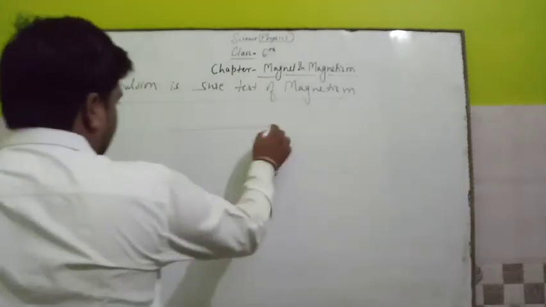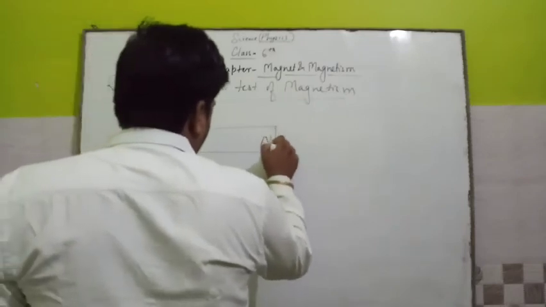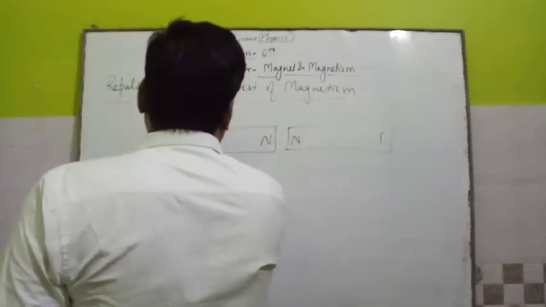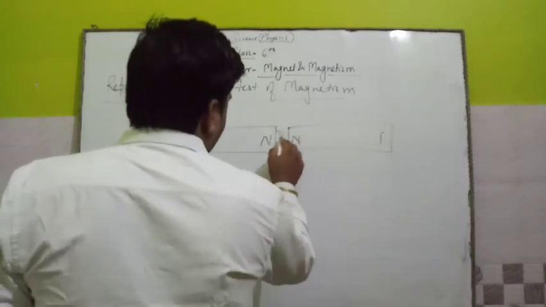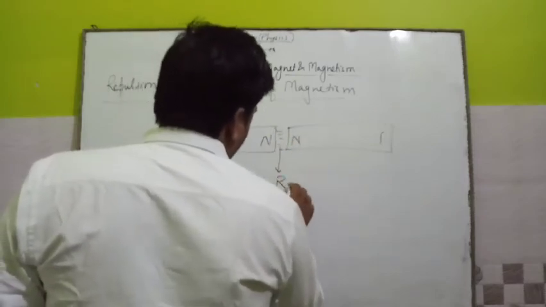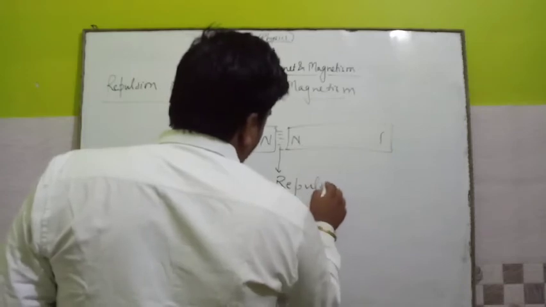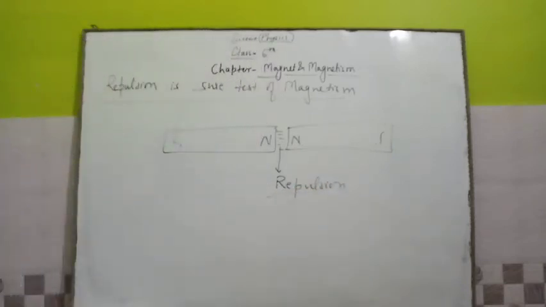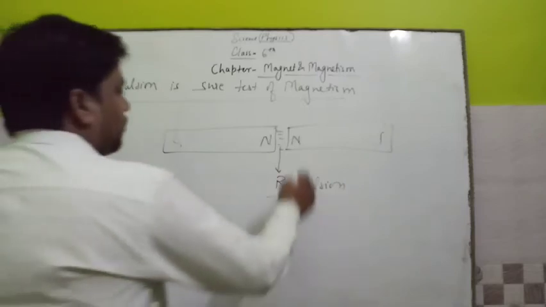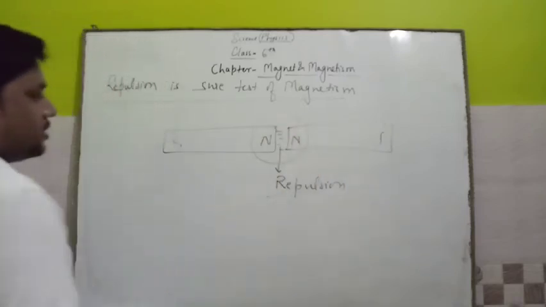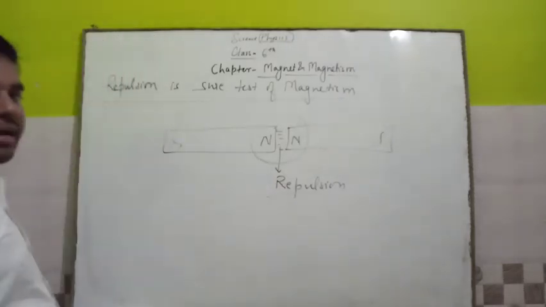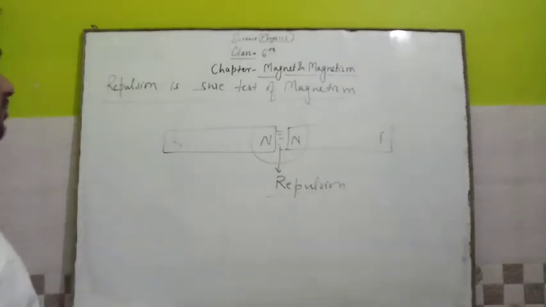When the same poles come near, there is repulsion. The force of repulsion confirms that this is a sure test, and that the given element is a magnet. Clear? Okay.